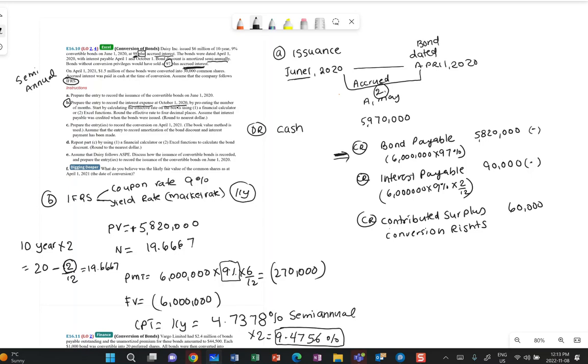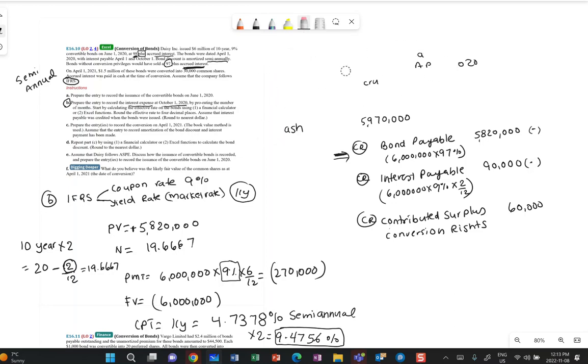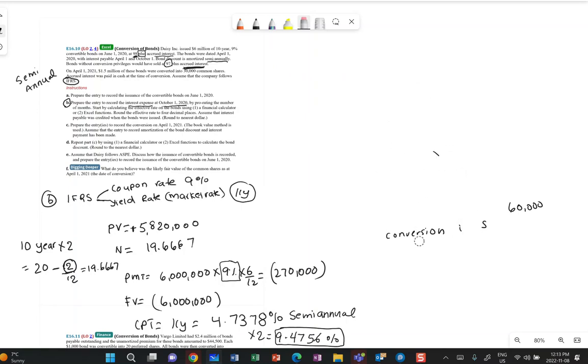So the question is asking us to prepare the journal entry on October 1st. When you're doing an entry on October 1st, there are two ways of doing it. You can do it the table way, or you could do it this way. I'm going to show you both. Some of you might find the table way easier, but some of you might find the calculator easier.